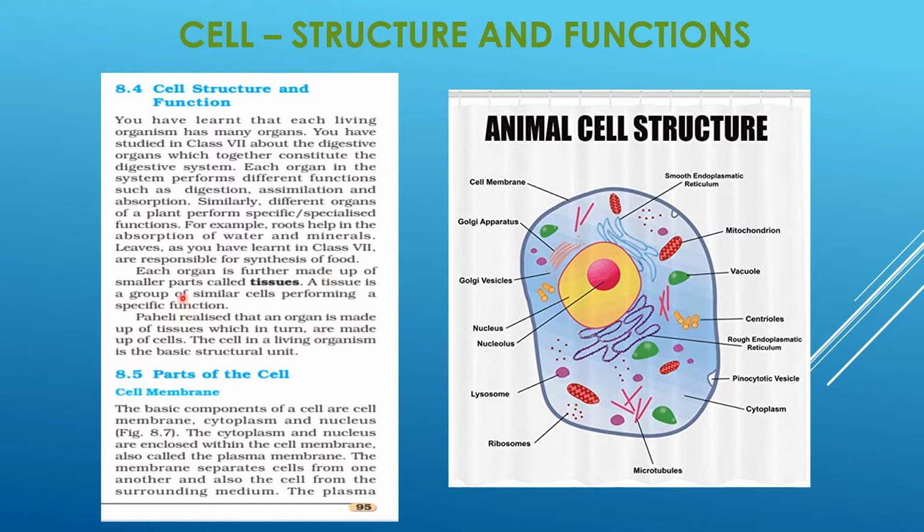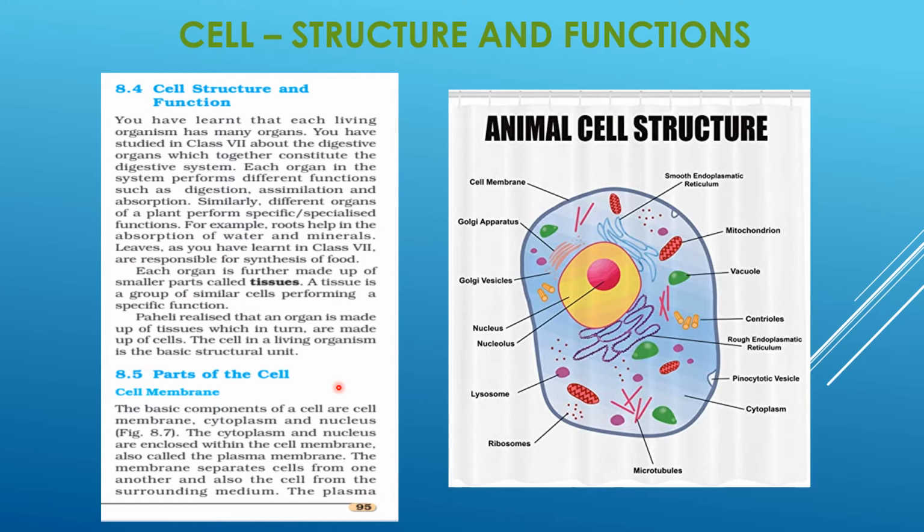Now we know that each organ is further made up of smaller parts. Those parts are called tissues. Okay, the smaller parts of which an organ is made up are called tissues. And in turn, a tissue is a group of similar cells which perform specific functions. So now Paheli realized that an organ is made up of tissues and in turn they are made up of cells. So cell is a basic structural unit in a living organism.